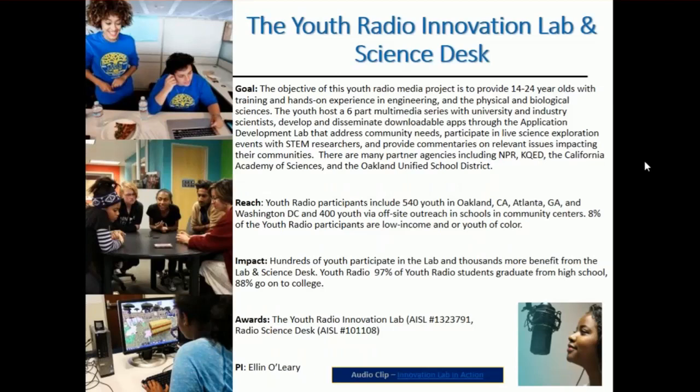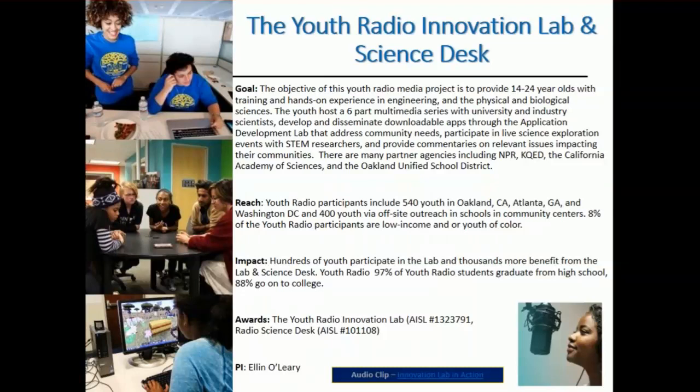Okay, let's look at some portfolio exemplars. The Youth Radio Innovation Lab is one of our more recent awards, and it's a really fantastic project around youth radio. It's a media project that's targeting 14 to 24-year-olds, where they are working with and have created a multimedia 6-part series working with scientists and industry leaders.